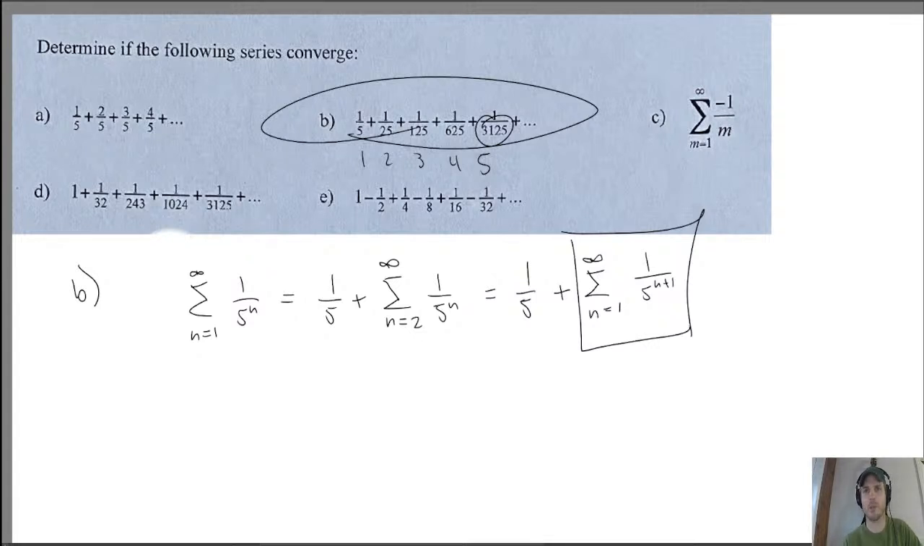Yeah, okay, D is a p-series. This is harmonic. I still don't know what this is. This is going to be alternating.